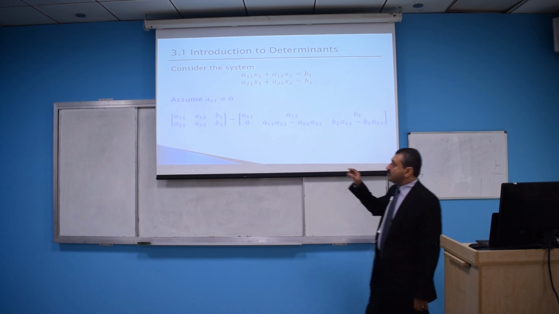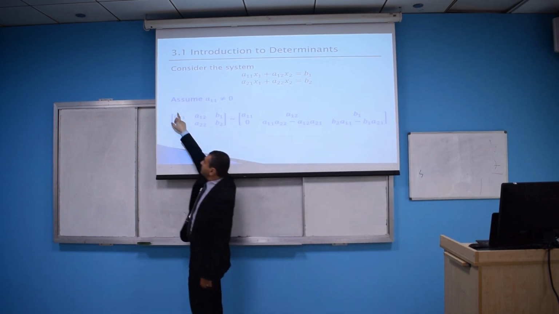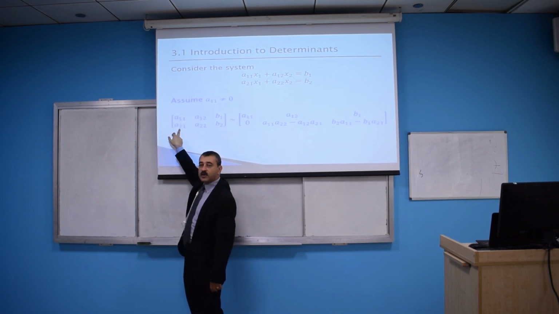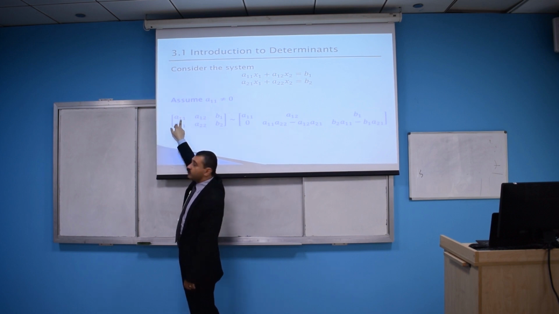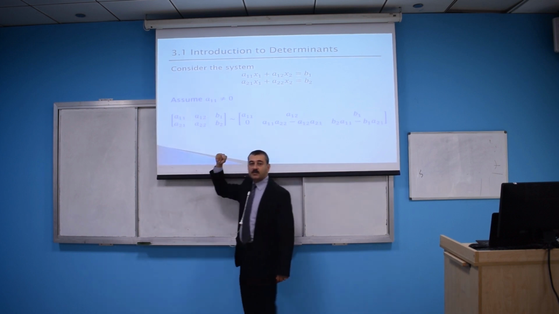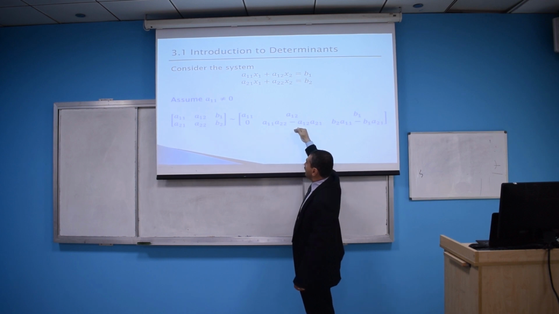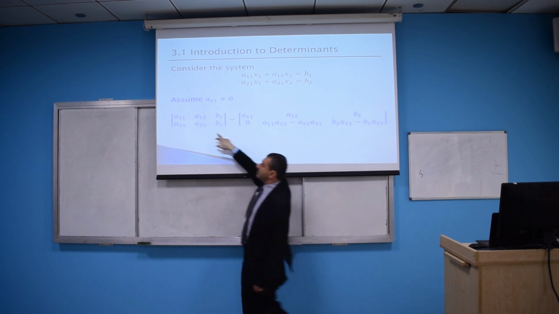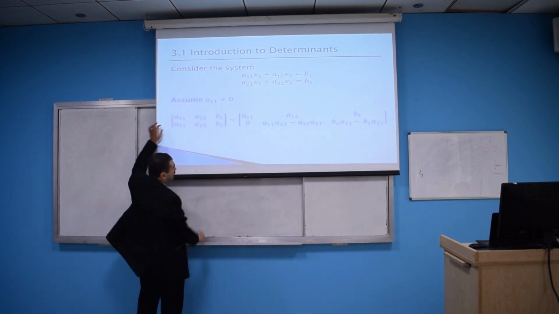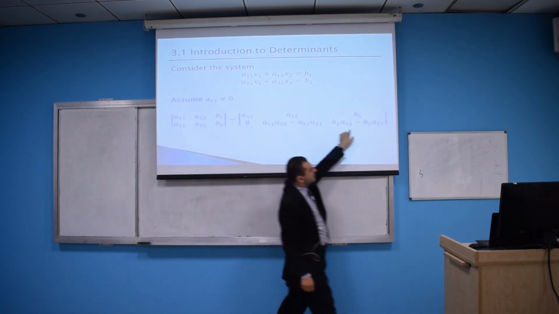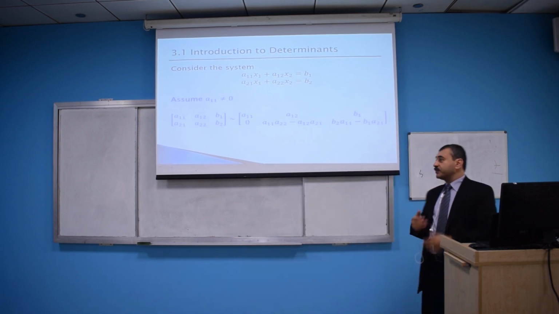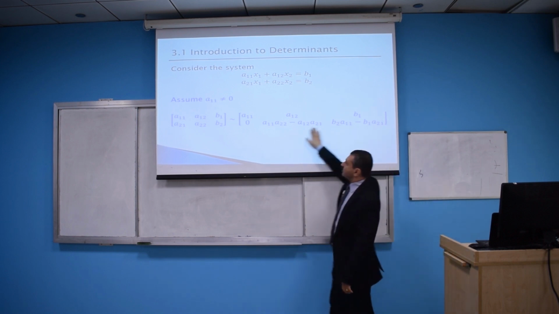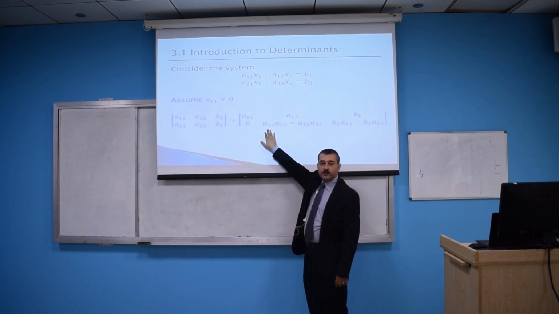So if A11 is not 0, this would be my first pivot, and then do the elimination. Multiply the first equation by negative A21 over A11 and add it to the second one. After doing that, I am going to scale the second equation to avoid the fraction A11. Multiply by A11, and you will get this equation. So you can do the elimination step and the scaling step simply to get this echelon form.